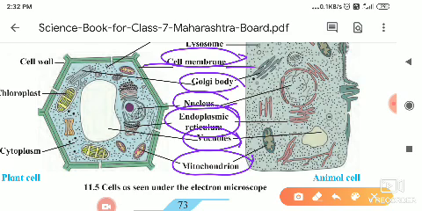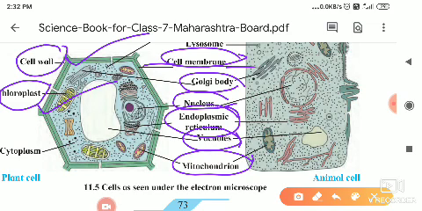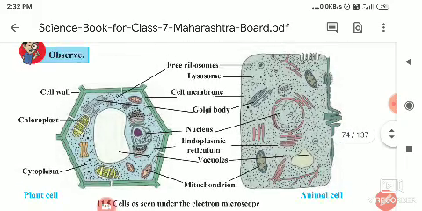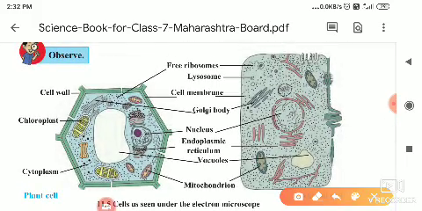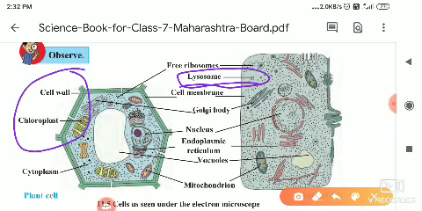Then what is different? Chloroplast is present only in the plant cell. The cell wall is present only in the plant cell. And lysosomes are present only in the animal cell. So the cell wall and chloroplast are present in the plant cell and absent in the animal cell, and lysosomes are present in the animal cell and absent in the plant cell.